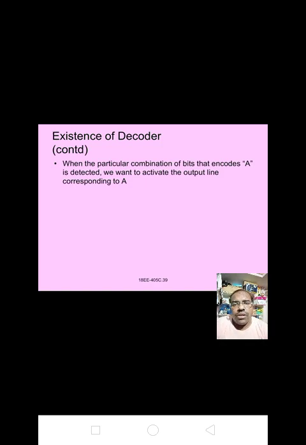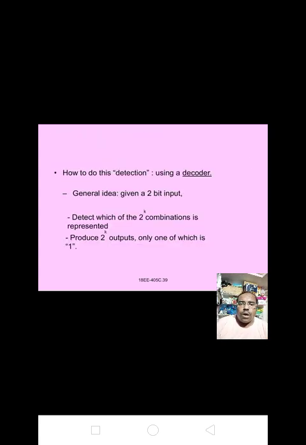Existence of decoder. When the particular combination of bits that encodes A is detected, we want to activate the output line corresponding to A. Next, how to do this detection using a decoder.